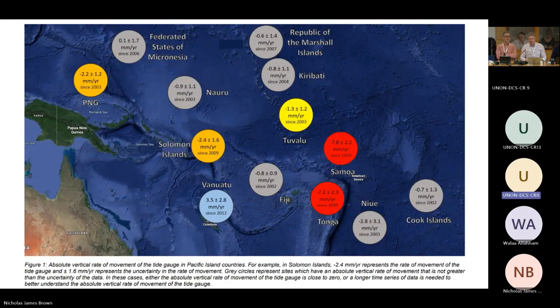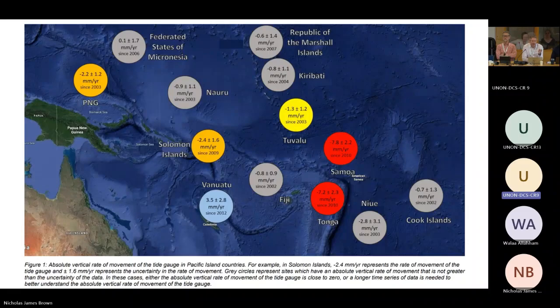To show you a summary of what we've done, it's hard to see, but you'll have the slides later. Looking at the numbers in red, what we're seeing is that in Samoa and Tonga in particular, Samoa is subsiding at minus 7.8 millimeters per year since 2010. I've got the uncertainties on there. The uncertainty on that is about 2.2 millimeters per year, so this means these results are statistically significant. This is actually happening. In Tonga, it's subsiding at 7.2 millimeters per year.